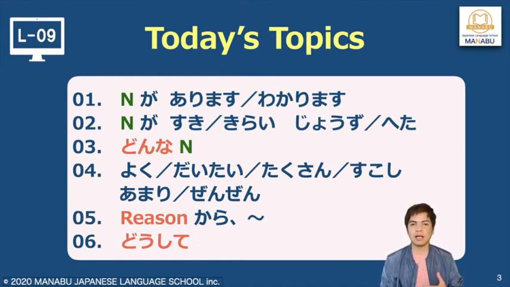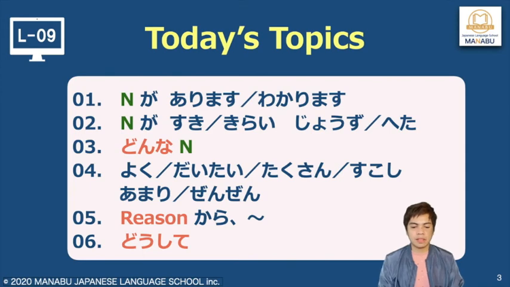Next, "noun ga suki desu," "noun ga kirai desu," "noun ga jouzu desu," and "noun ga heta desu." We attach the particle "ga" to the noun or the object that you like, "suki," and the object that you hate, "kirai desu." And we attach the particle "ga" to the things that you are good at, "jouzu desu." And also to the things that you are "heta desu," you are poor at. And the "donna" noun, what kind of noun?